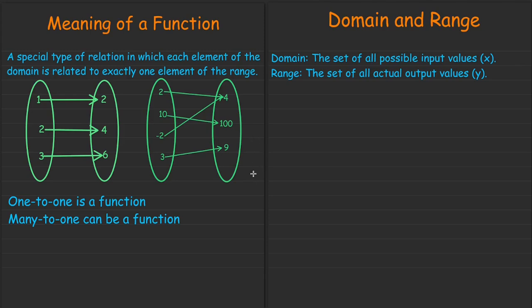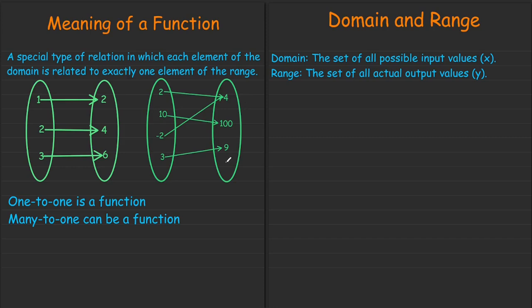When we talk of domain, yes, we have mentioned this before in our previous lessons, but this time around, let's be more specific. When we talk of domain, that is the set of all possible input values. If we take the examples we had here, the 2, 3, -2 and 10 are all in the domain. Then the range is the set of all actual output values.